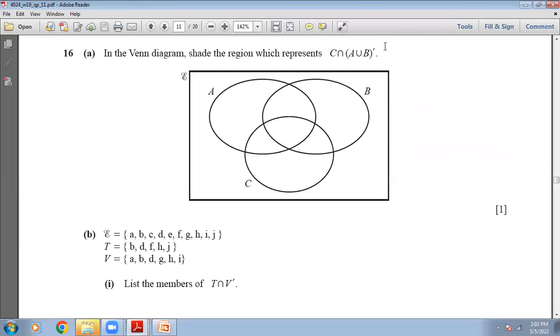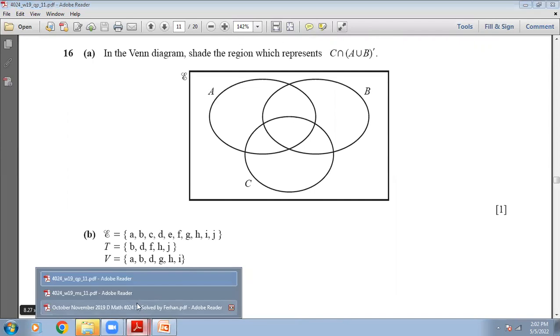All the area which is outside A and B, shade that portion which is common with C then. So that will be outside A and B, and common with C will be this portion. So shade just this portion. So let me show you.